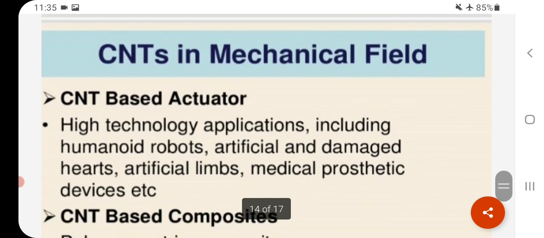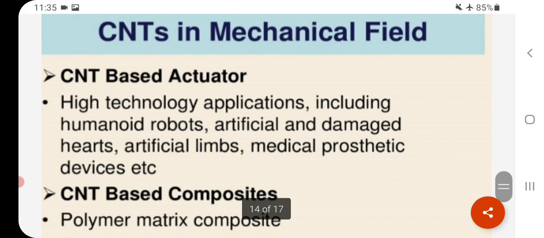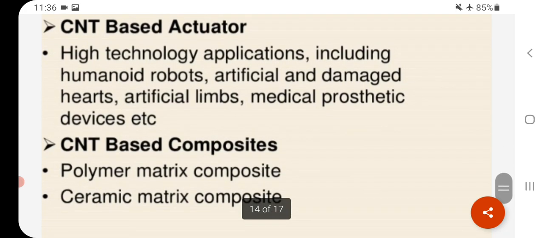Carbon nanotubes in the mechanical field. High technology carbon nanotube based actuators. High technology applications including humanoid robots, artificial and damaged hearts, artificial limbs, medical prosthetic devices, etc. Carbon nanotube based composites: polymer matrix composites and ceramic matrix composites.